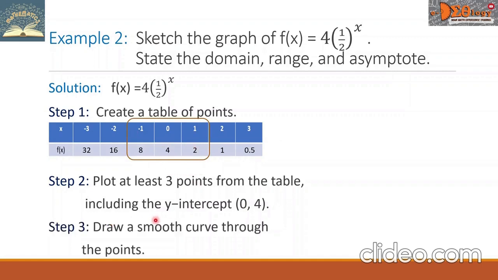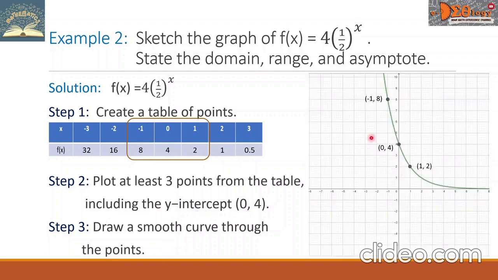Then step 3, we draw a smooth curve through the points. So we have the points negative 1, 8, then 0, 4, and the point 1, 2. And this is the smooth curve. This is the graph of the given function.